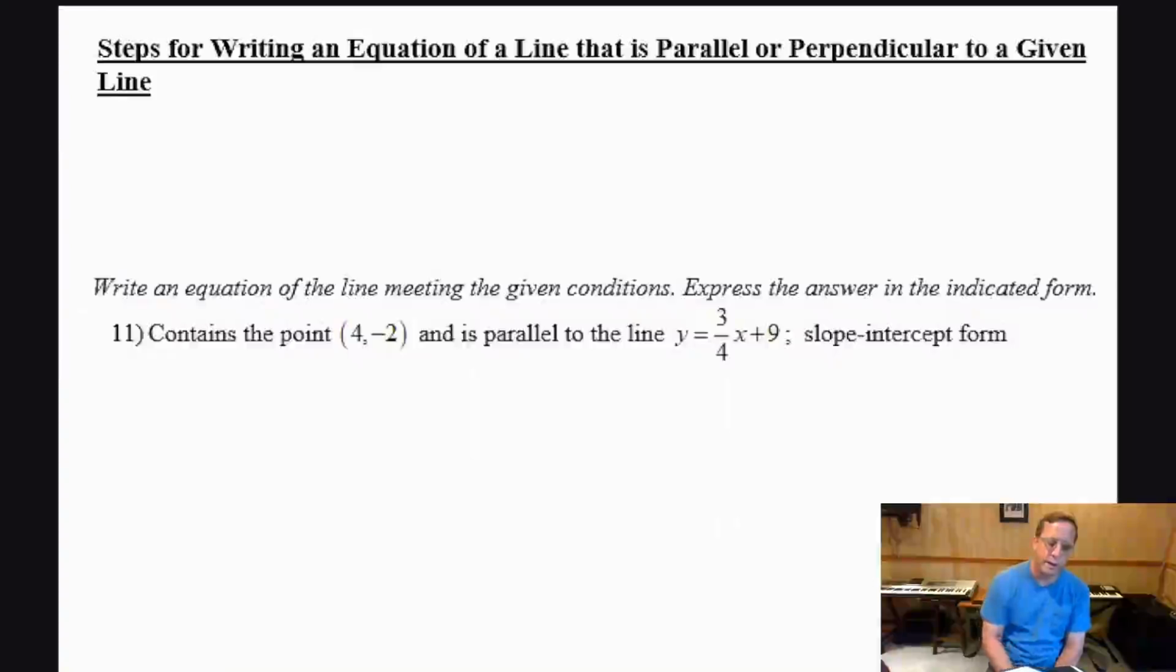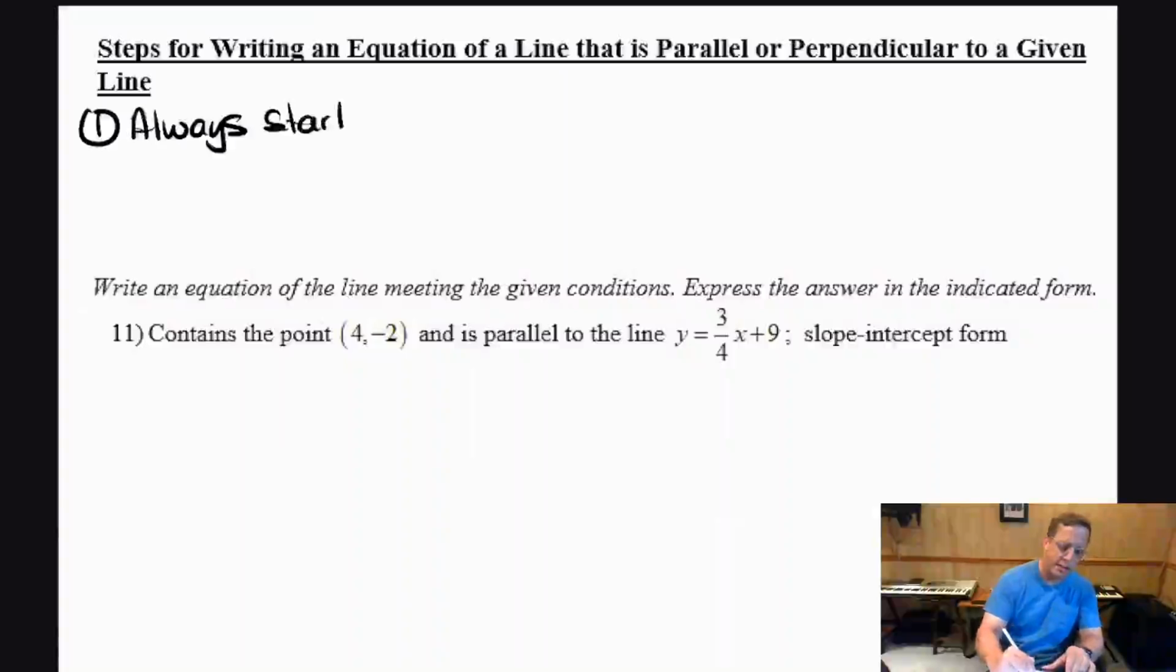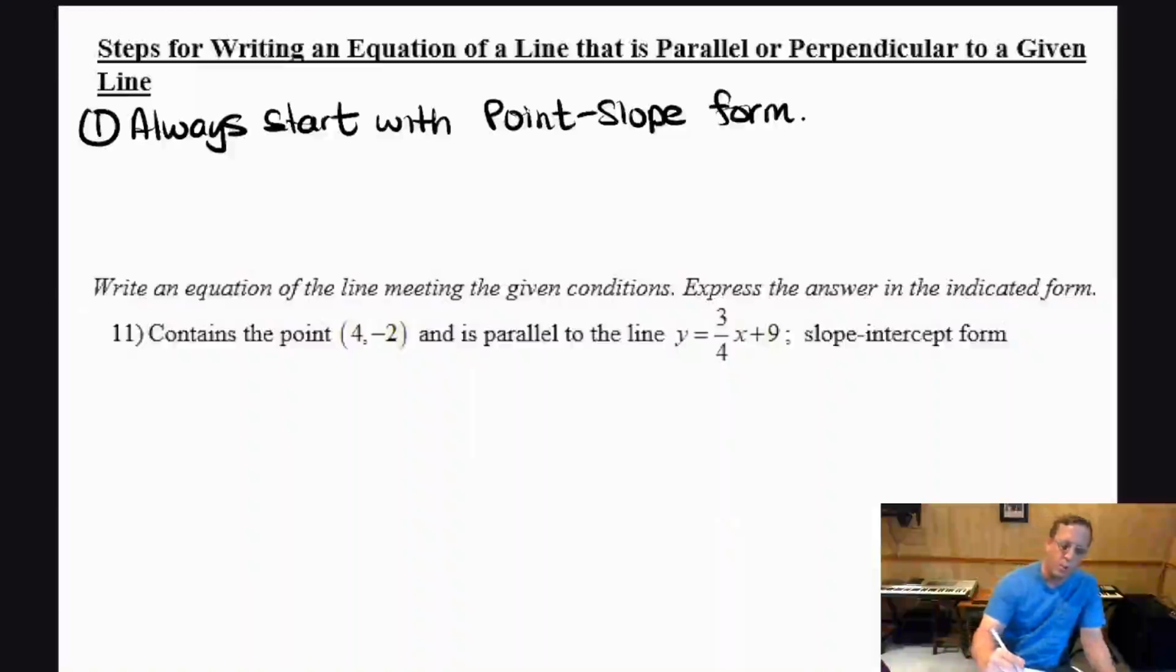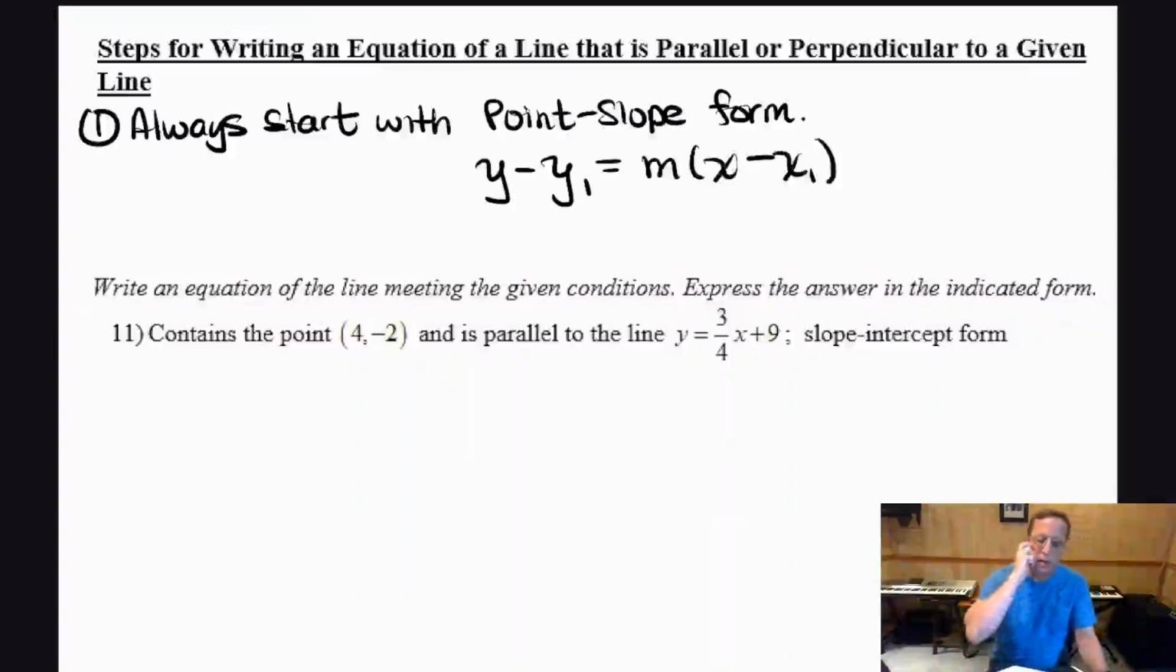Steps for writing an equation of a line that is parallel or perpendicular to a given line. My advice would be, I would say like 99 times out of 100, you want to always start with that point slope form, which is this. And then simplify from there. That's a great starting point right there.